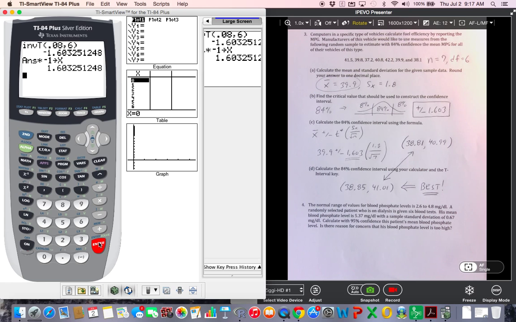Now what I can do is when I come back over here and I use this formula, I can just put an x there. Because what x has done is it has stored the entire 1.60325124.8 and so on and so forth. So I can type the 39.9 minus x times 1.8. And guys, it's going to be off a little bit still because 1.8 wasn't exactly the standard deviation.